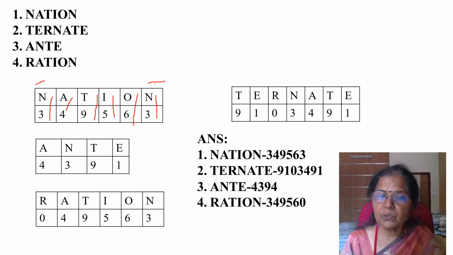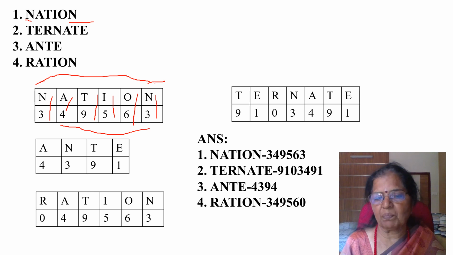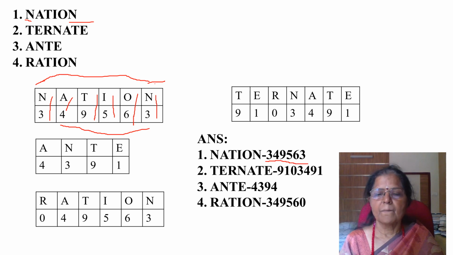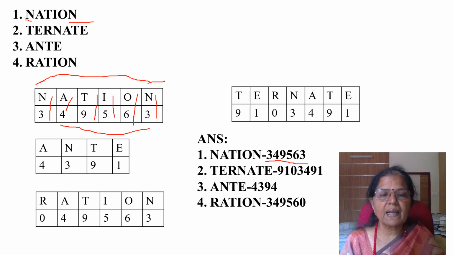So what do you have to do? You have to interchange. So the value of N should go to this and this. But here both the first letter and the last letter are N. So even if the coding is 3, even if you interchange, that will remain the same. So you are getting the answer as 349563. Okay. And now for the word ternate, T-E-R-N-A-T-E.